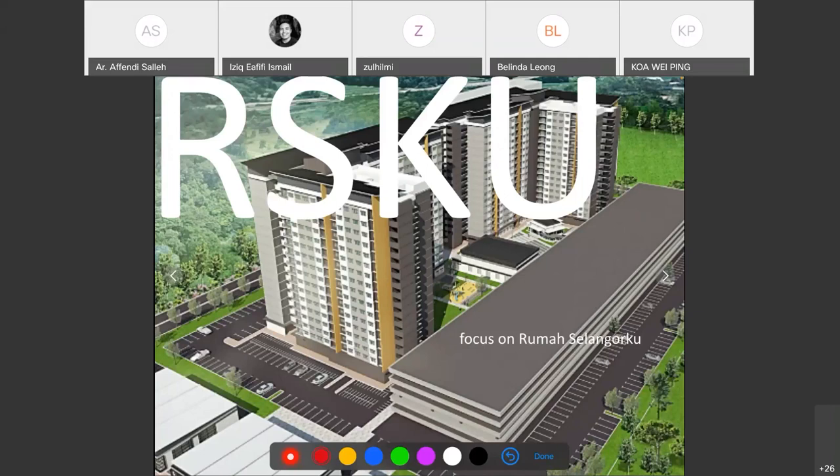But on the affordable housing that I want to share today, the focus will be on Rumah Selangorku. This is a specific term used by Kerajaan Negeri Selangor for their affordable housing policy. They coined it as Rumah Selangorku, and for the past 8 years, I guess, this has been in place, and I'm very much familiar with this typology. So throughout the presentation today, my experience will be in line with the policies, with the typology in Rumah Selangorku development for Negeri Selangor.